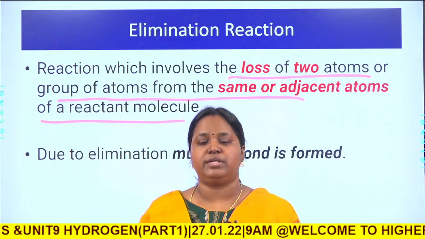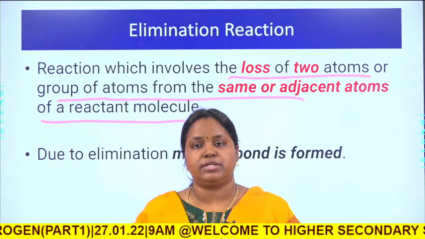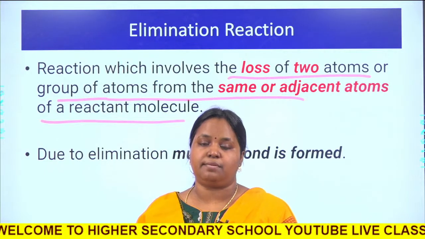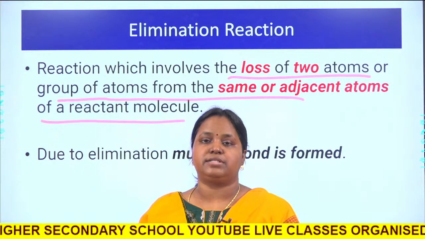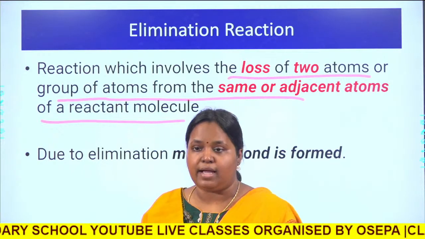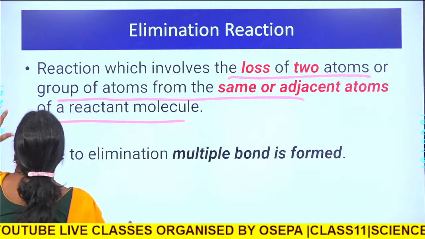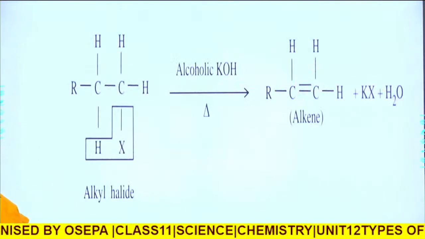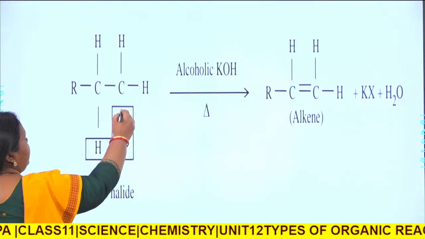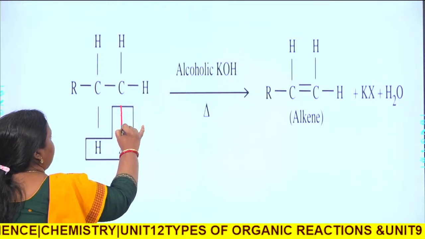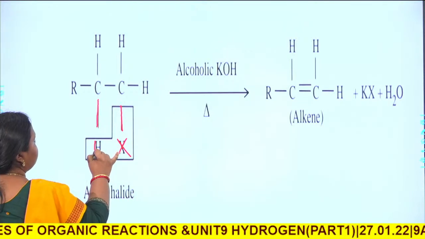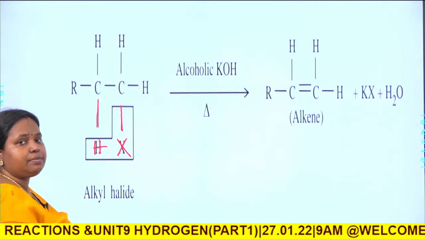Elimination reaction always leads to the formation of unsaturated compounds. So these are the methods of preparation of alkenes. We will see that elimination reactions are used to prepare alkenes. Let us see an example. Here X leaves from one carbon and from the adjacent carbon H leaves, in presence of alcoholic KOH.